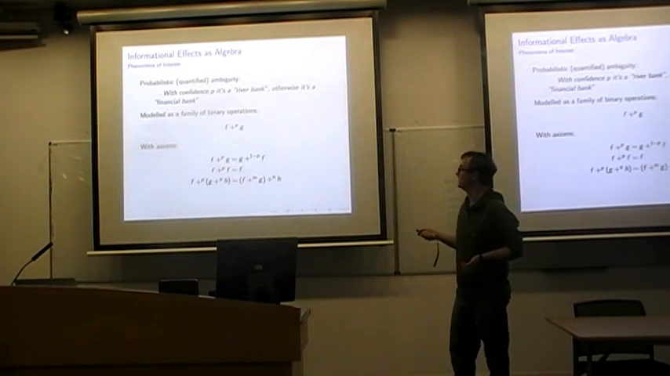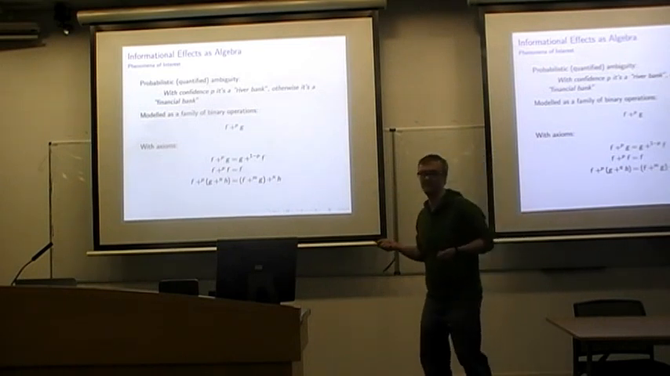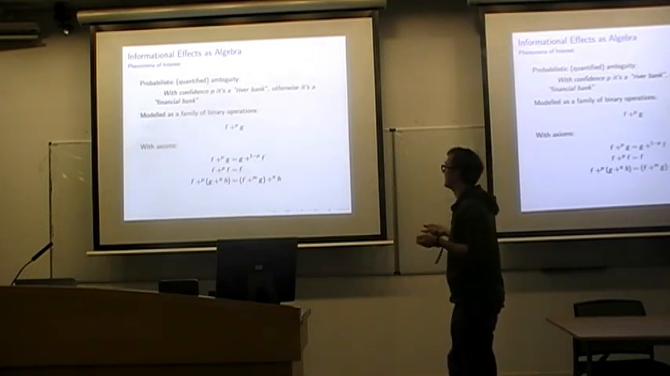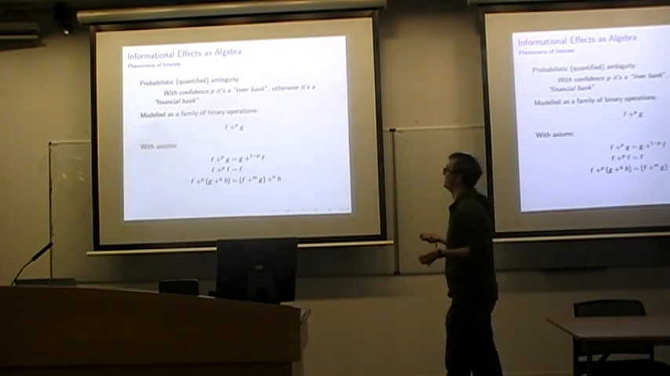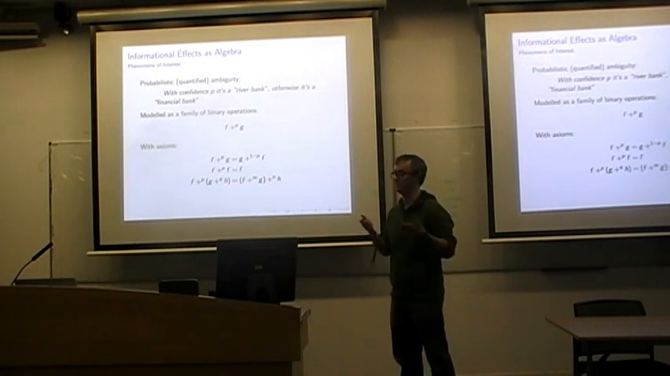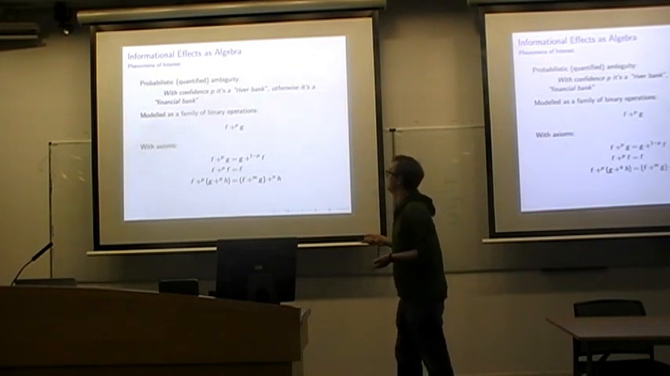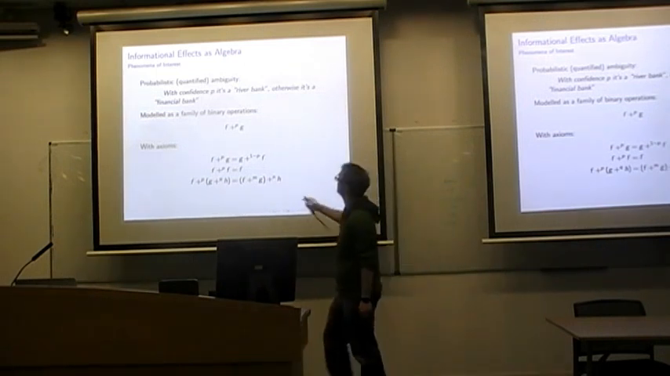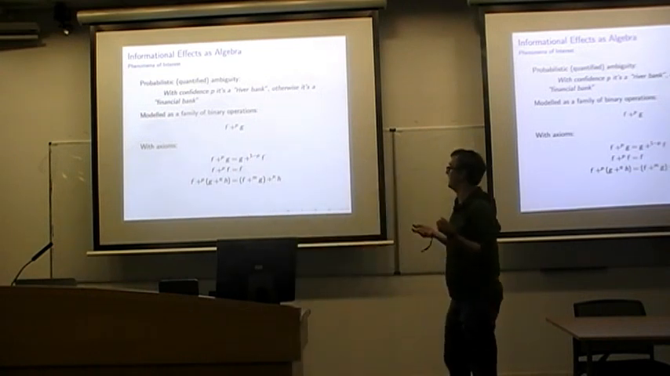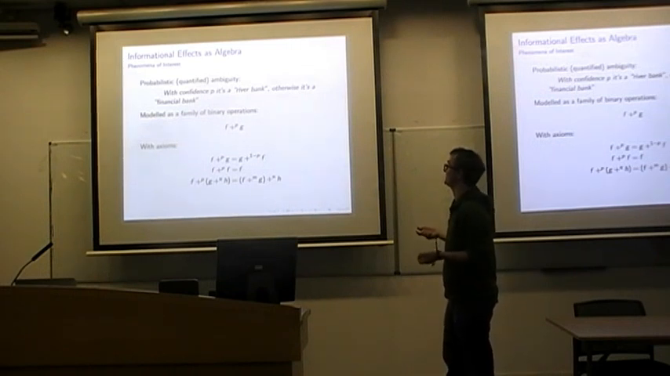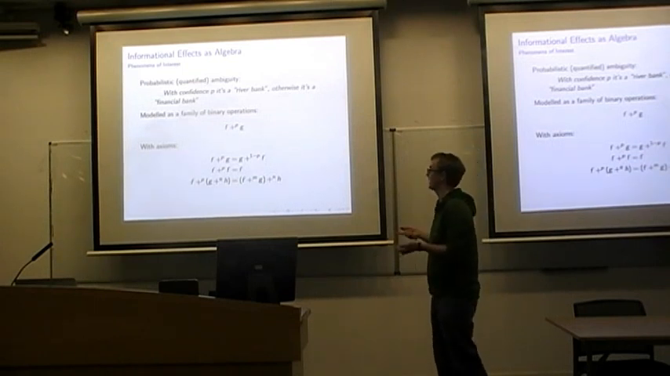Okay, so before we do that, we're going to look at other informational phenomena that we might want to capture. The one we've discussed already is this idea of making probabilistic choices. So we can read this binary operation here as: it's F with probability P, otherwise it's G, and that lets us describe this informal statement: with confidence P, we think it's a riverbank, otherwise it's a financial bank.